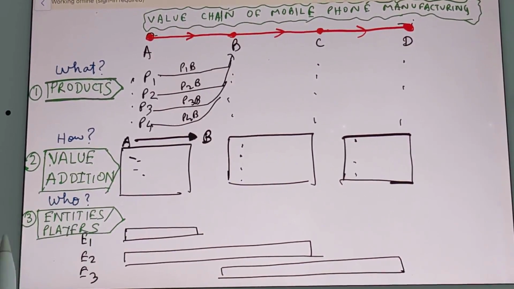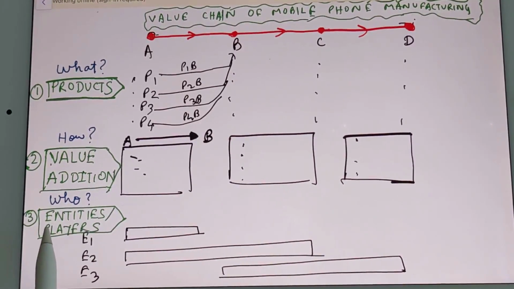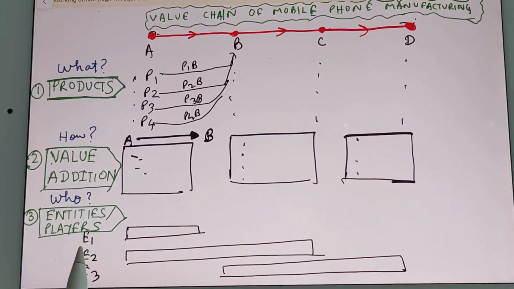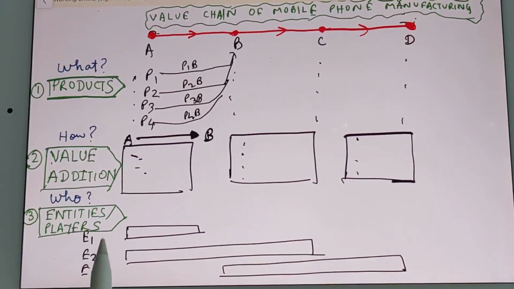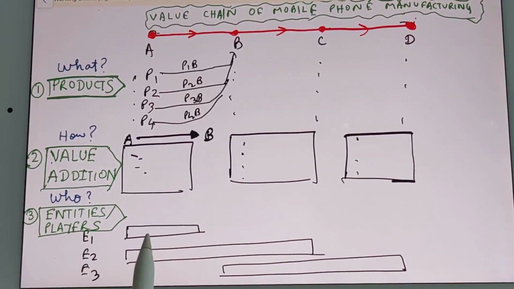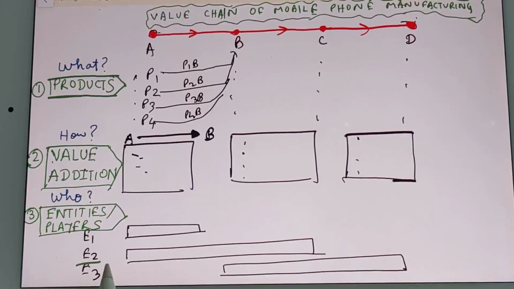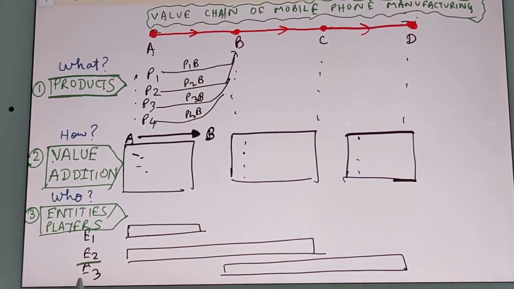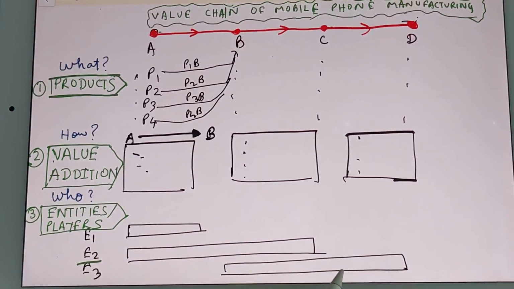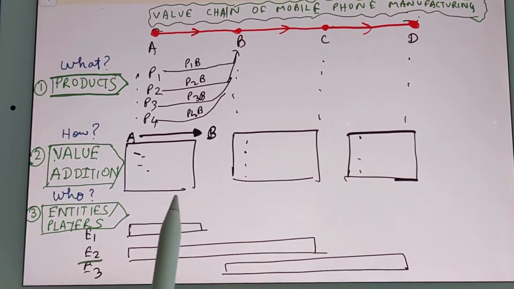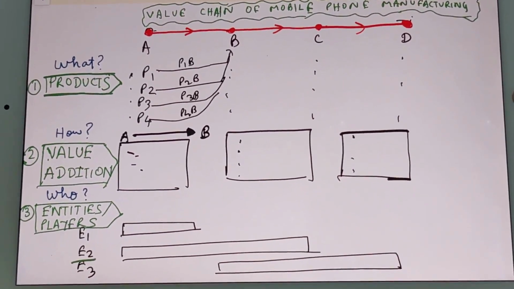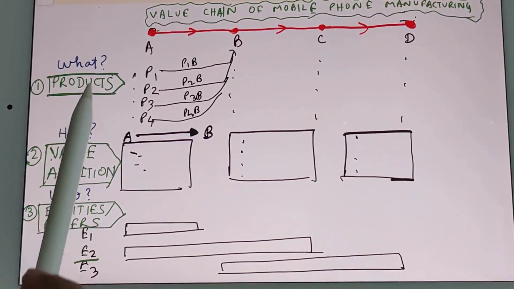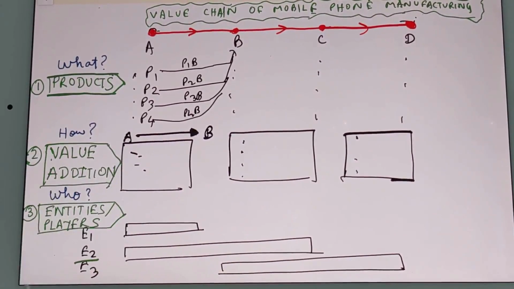The third is who. Who are the entities involved in making? When it comes to glass, many players are involved in the value chain manufacturing. So who are the entities involved from A to B? There are some entities like E2 here who are involved from A to C. E3 is involved in steps B to C and B to D. And there could be entities that are involved right from A to D. So we need to explain who the entities involved are. So I love this basic value chain layout where we talk about what, how, and who.